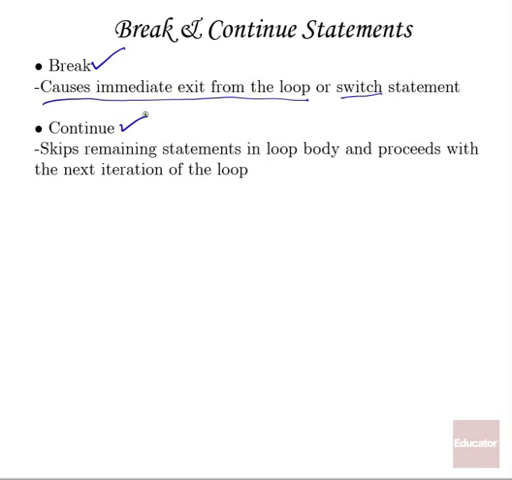The continue statement will just break out of that loop instance, that loop running, and it will just skip whatever is remaining in that loop body and then go back to the beginning and proceed with the next iteration of the loop. So it doesn't break out of the loop cycle, it just breaks out of that single loop instance and then continues to run the loop, whereas the break statement breaks out of the loop entirely and moves on.